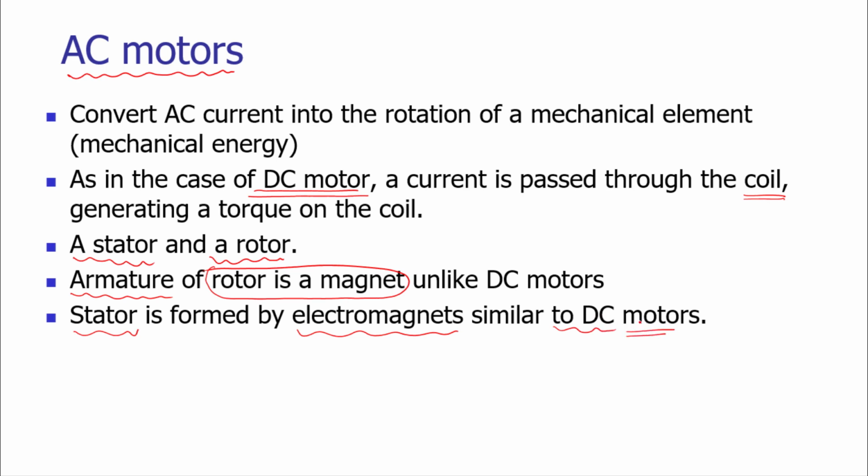So the difference between the AC motor and the DC motor as far as the construction is concerned, the AC motor has rotor as a permanent magnet. The DC motor is having a current carrying coil with set of brushes that we have seen in the brushed DC motor.